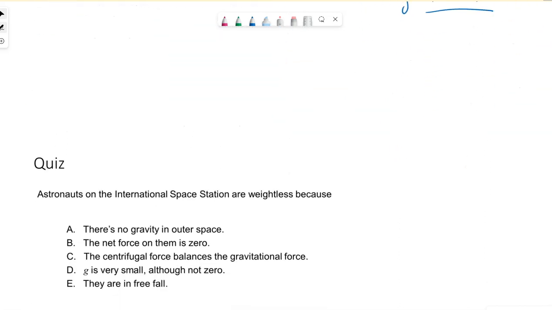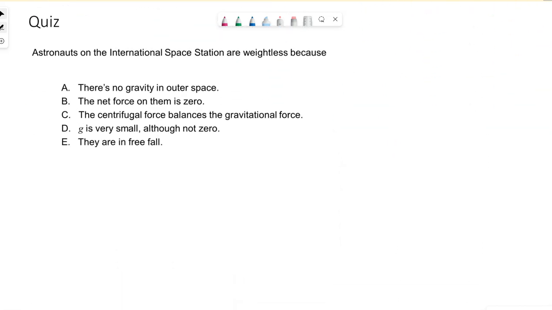Okay, one more concept question. The correct answer here is E. There's definitely gravity. We just showed that in the last question. The space station is experiencing an acceleration due to gravity of 9.24 meters per second squared. We calculated that in the last problem.